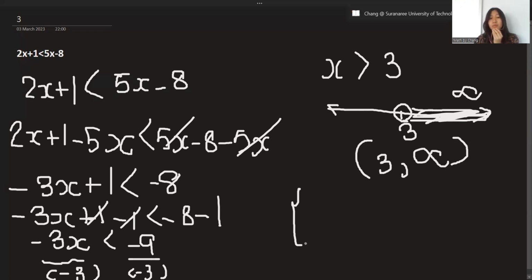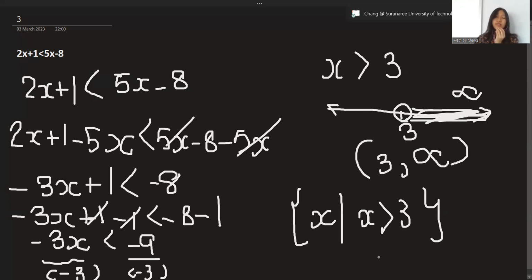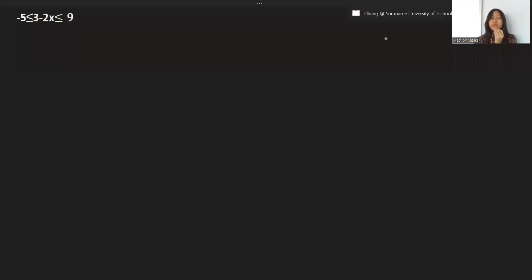How about set description? The set of x such that x is greater than 3. All right, so this is the solution for this problem. Okay, let's go to the next problem. This problem is also very easy.